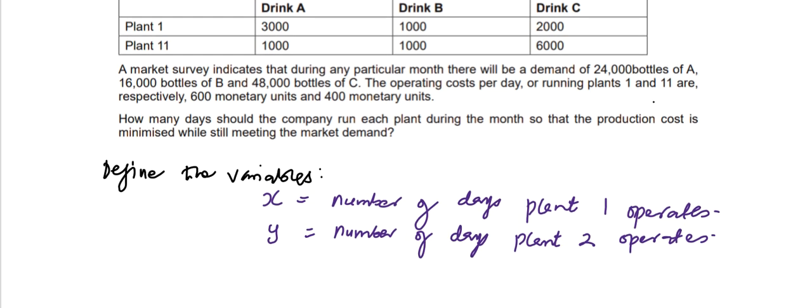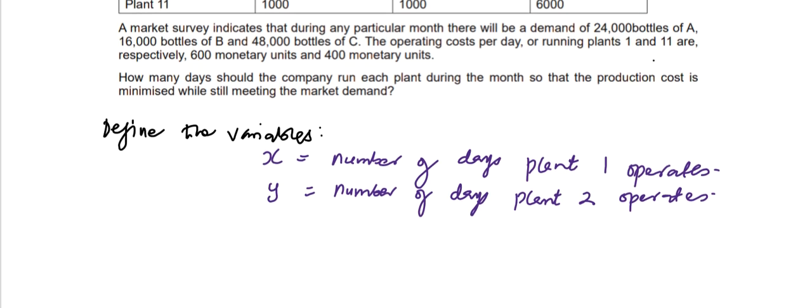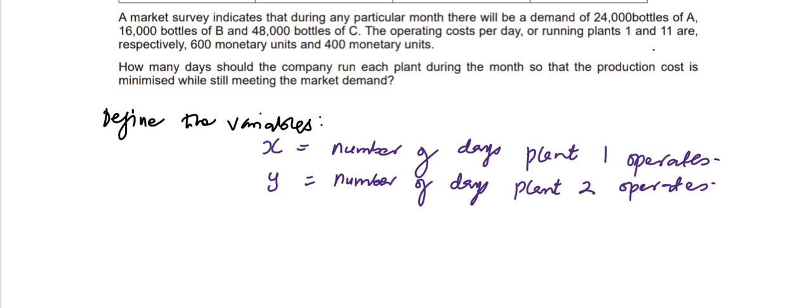So we have to find out the number of days plant 1 operates and the number of days plant 2 operates in order to minimize the production cost while still meeting market demand. After defining our variables, we have to set up the objective function.